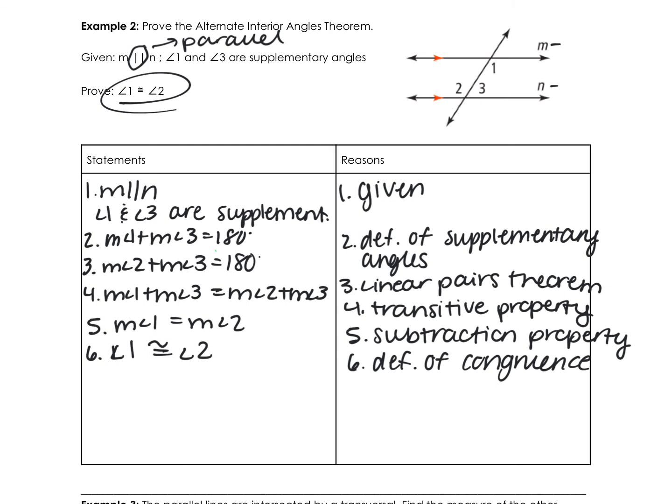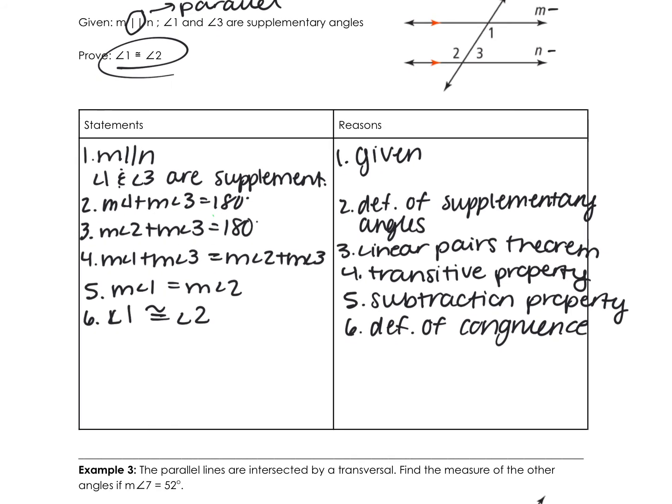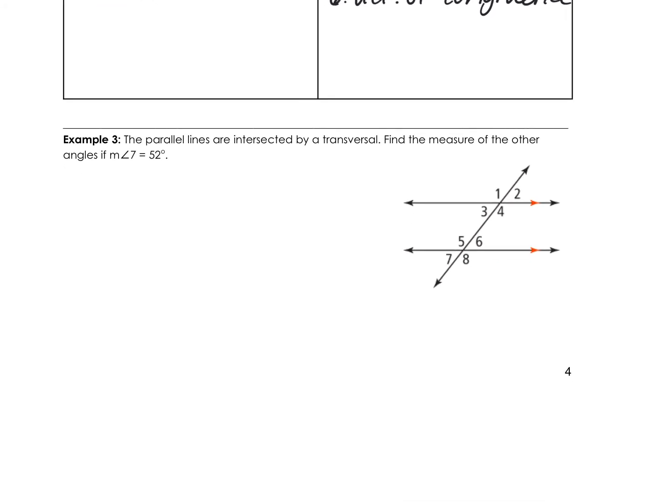But that's the proof of the alternate interior angles theorem. You could create a similar proof for all of those theorems. So if you want extra practice, there's some extra practice for you. Prove those theorems, and I can always check your work.